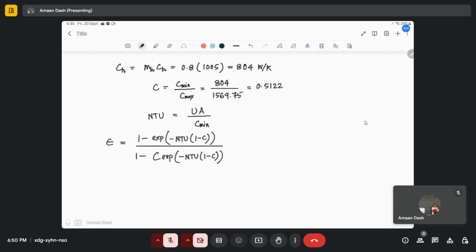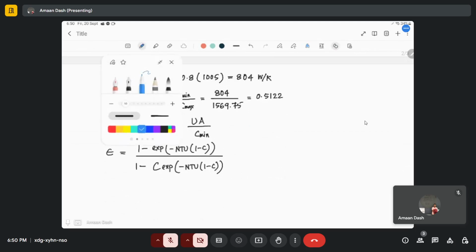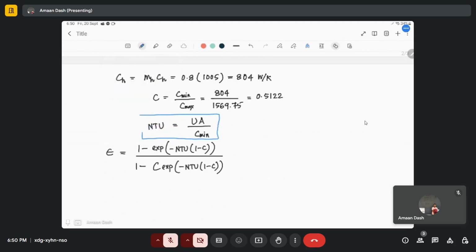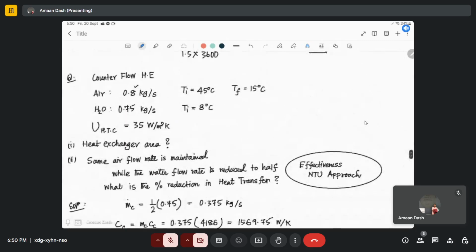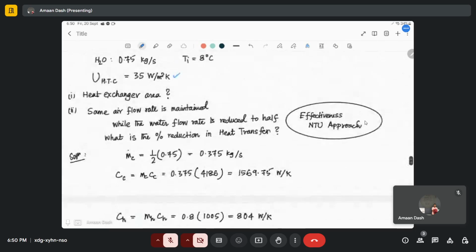if you see the expression for NTU here, the overall heat transfer coefficient is given, that is 35. The area of the heat exchanger you can calculate from the first bit. Let me write it here, how much you will be getting. So you will be getting 44.10 meter square, following the same procedure that we have done previously. If you do everything, you will be getting this area.